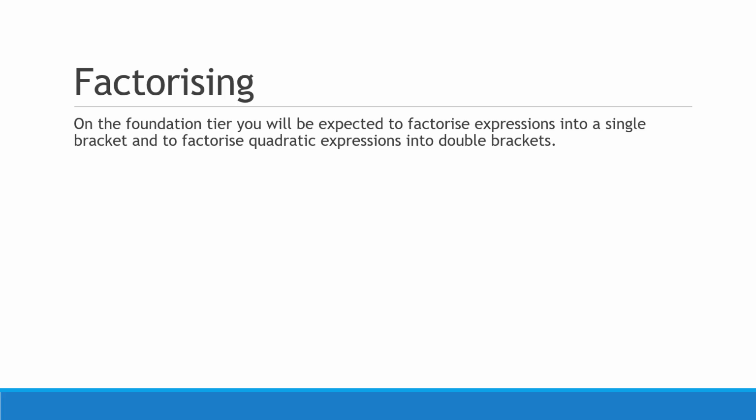So factorising on the foundation tier and the higher tier, you're going to be expected to factorise expressions into a single bracket and also to be able to factorise quadratic expressions into double brackets, but this is exclusively for expressions that don't have a coefficient before the x squared. So you won't see things like 2x squared, 3x squared, those things will only be on the higher tier.